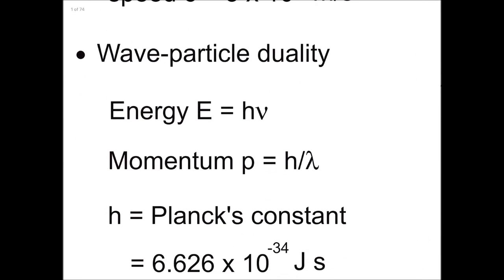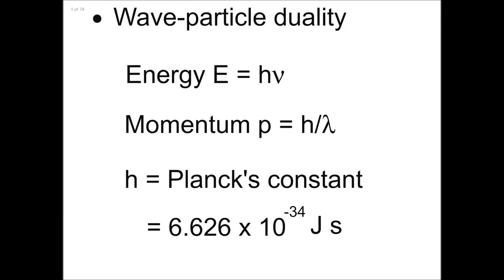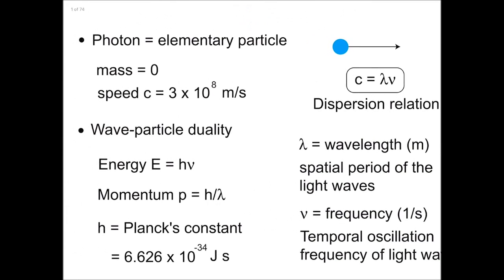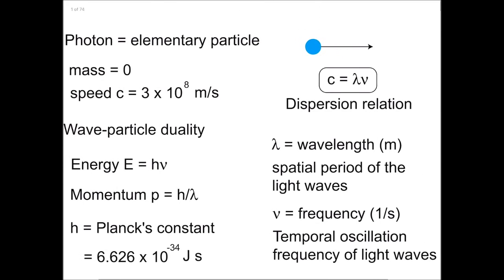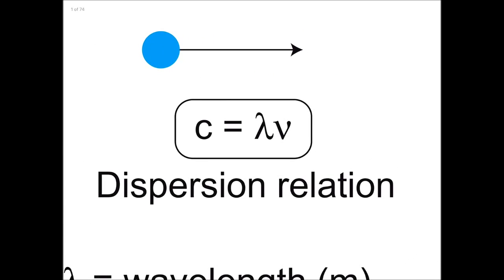Next, if we talk about the wave nature of light, we can define a few terms. If we consider the light to be a wave, we can define the energy of a wave as equal to the Planck's constant, h, times nu, the frequency of light. We can also define momentum as h over lambda, where h is the Planck's constant, lambda is the wavelength, and nu is the frequency. Now we can put these two equations together and derive the dispersion relation, which equates the speed of light to the wavelength and the frequency.